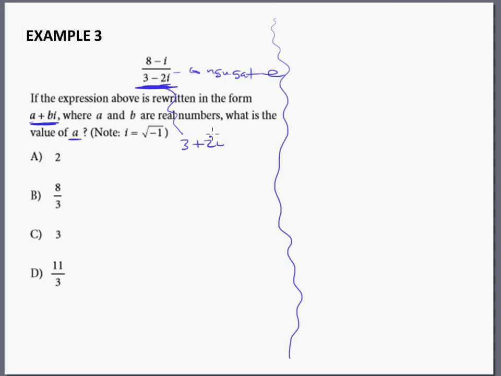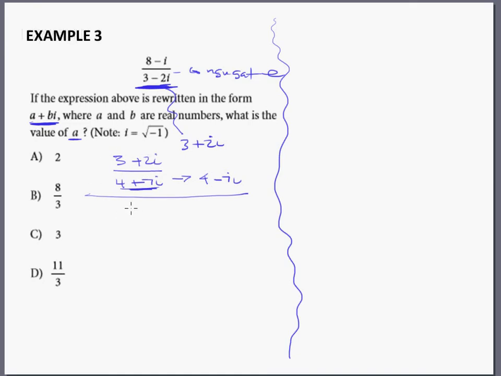So if I give you 3 plus 2i over 4 plus 7i, and I want you to express it in this form, then all you do is take the conjugate of the denominator, which will be equal to 4 minus 7i. Now, once you do the conjugate, you multiply the conjugate to the numerator and also to the denominator.